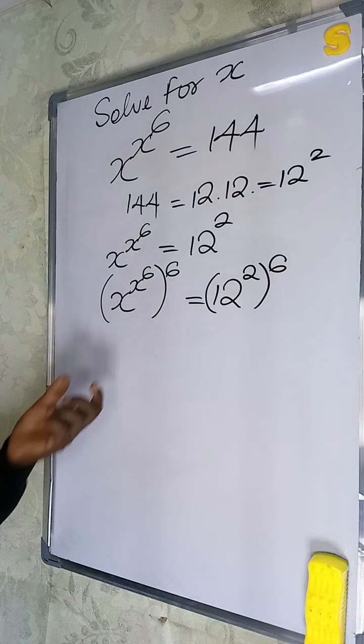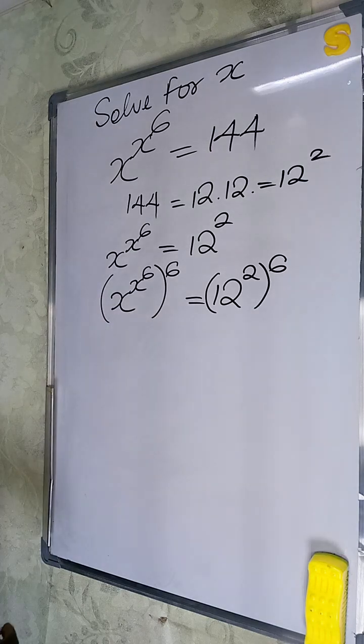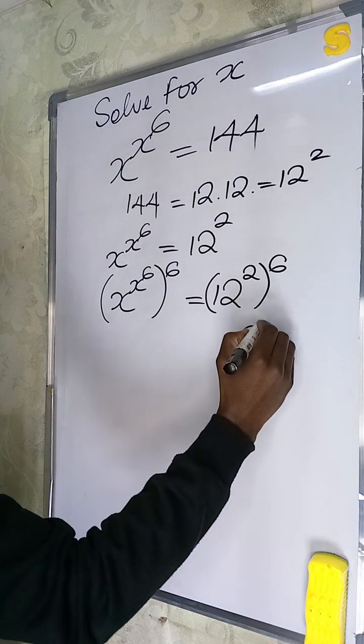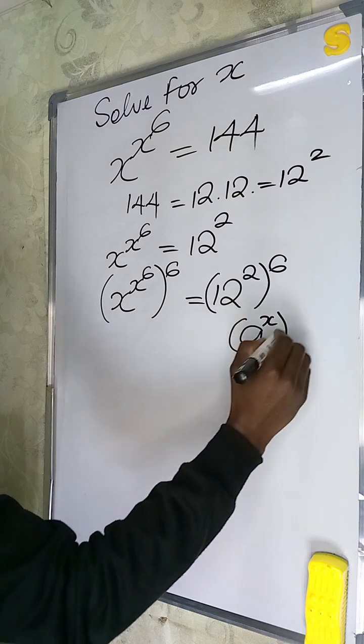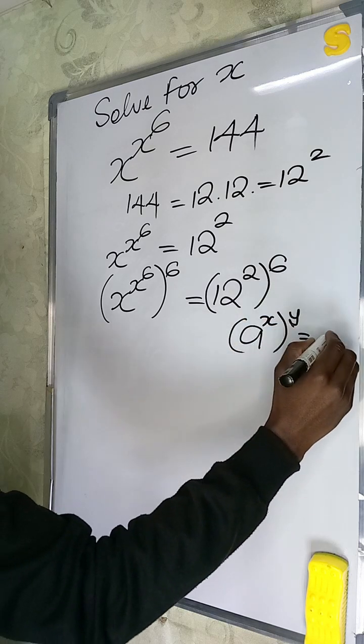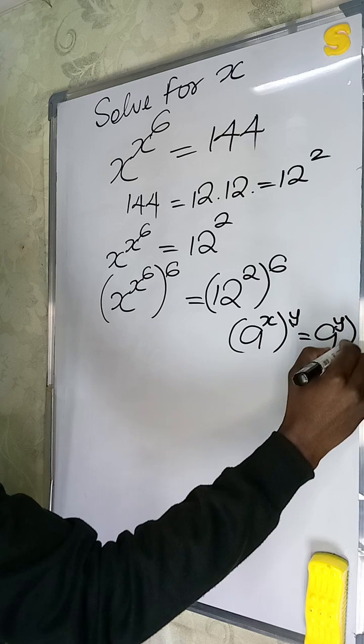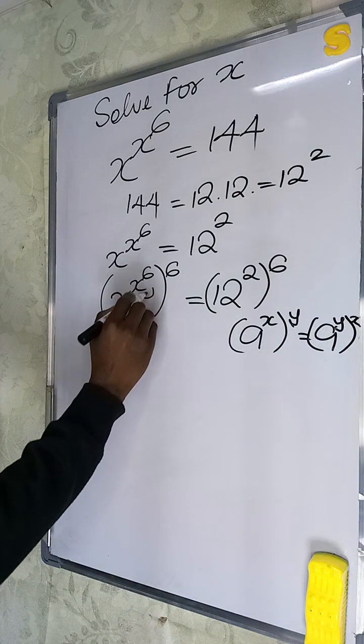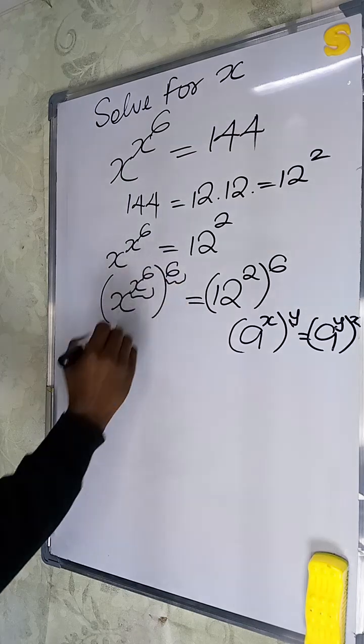Now, look at this. I want to bring in the law of indices. From that law of indices, if I have a to the power of x multiplied by y, this can be equal to a to the power of y multiplied by x, right? So this is one of the values and this is one of the values.